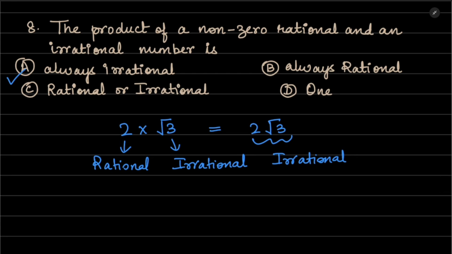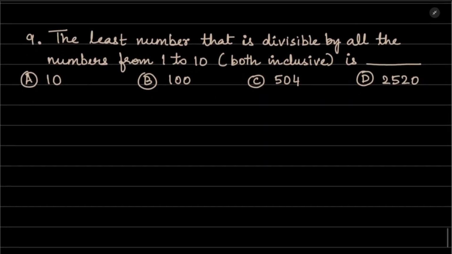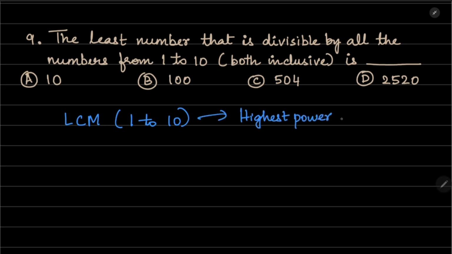And let's go on to the next question. The least number that is divisible by all the numbers from 1 to 10 both inclusive is. What is the least number that is divisible by all the numbers? You have to find the LCM. Okay, LCM of all the numbers from 1 to 10. So whenever you have to take the LCM, what do you have to do? You have to take the highest power of all prime numbers.